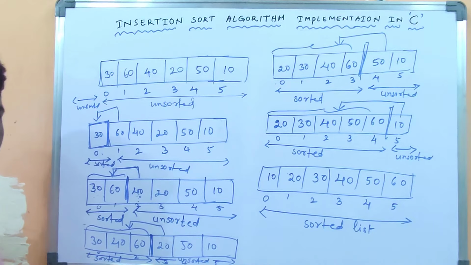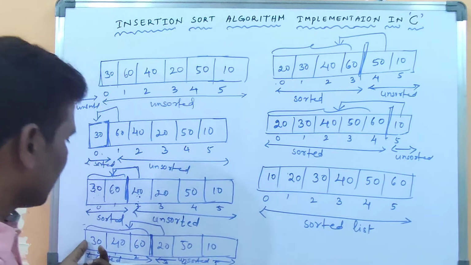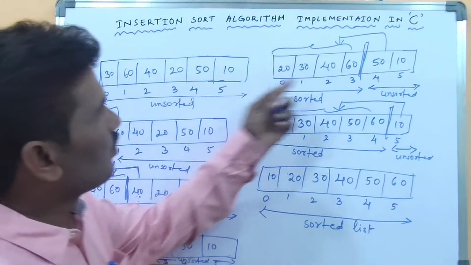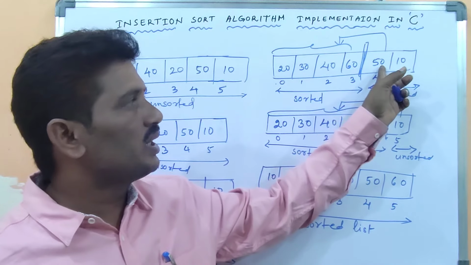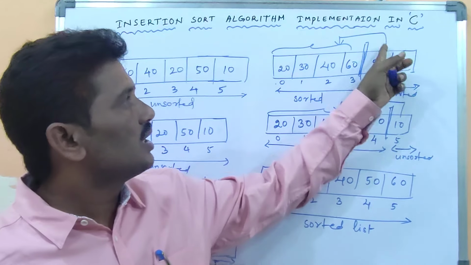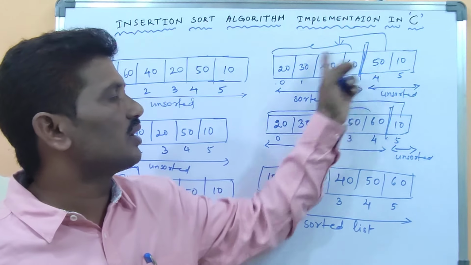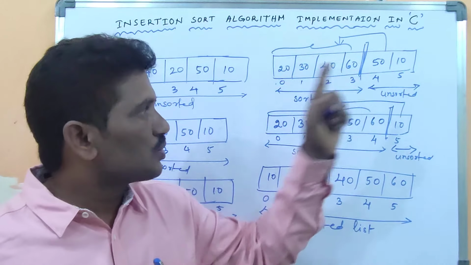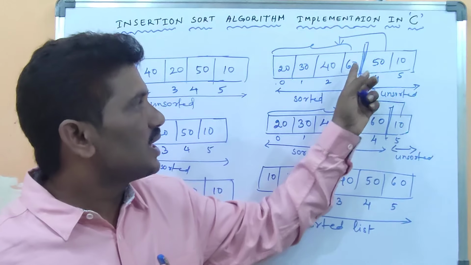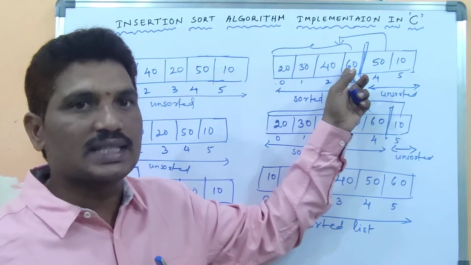In the first comparison only, we could insert the element. Then when you come to here, the 50 has been taken from the unsorted sublist. Where should it be inserted? The 50 should be compared with the 20, 30, 40 and 60. Then where should I insert the element 50? That should be inserted before the 60.